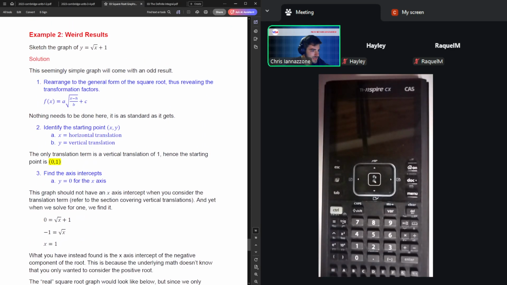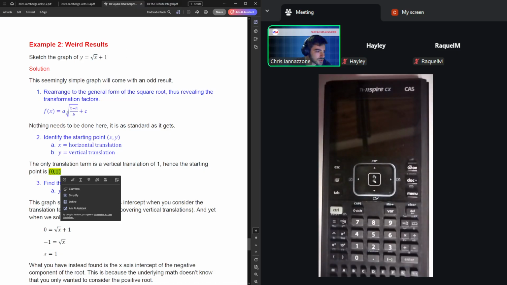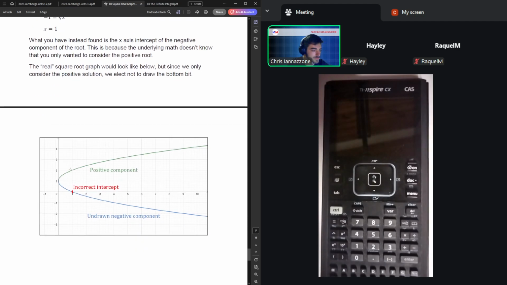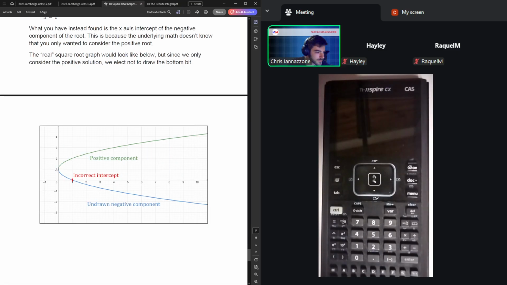Cool. Here's the last thing that's worth discussing about the square root, and that is that sometimes the math can actually mislead you. So, square root of x plus 1. We should already know more or less, by identifying where our vertex is and the fact that it's a positive root, that it should go up and right. It's got a vertex at 0, 1 because there's no horizontal translation, but there's a vertical translation of 1. We would expect to have this green graph here, right?